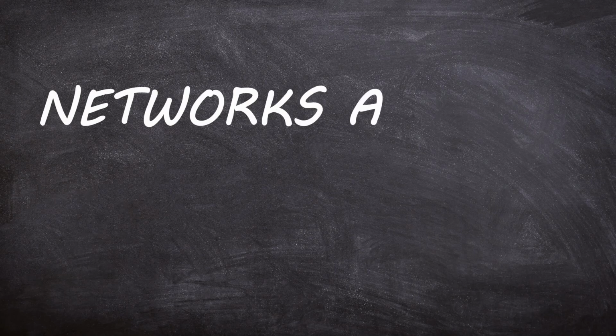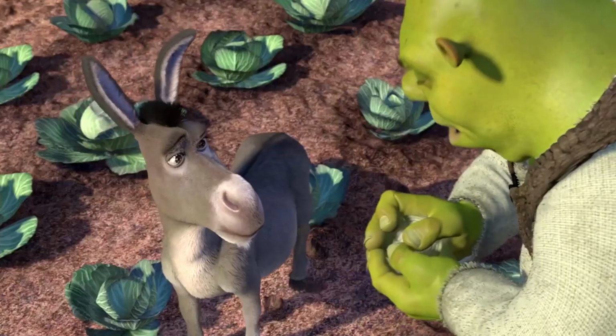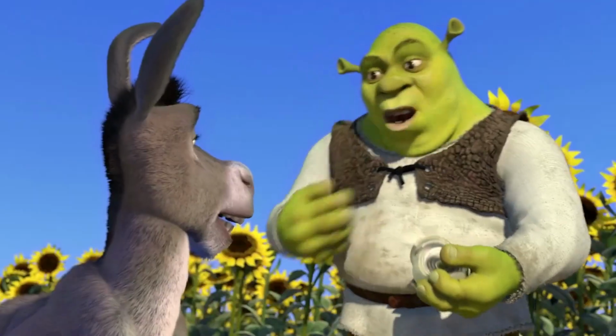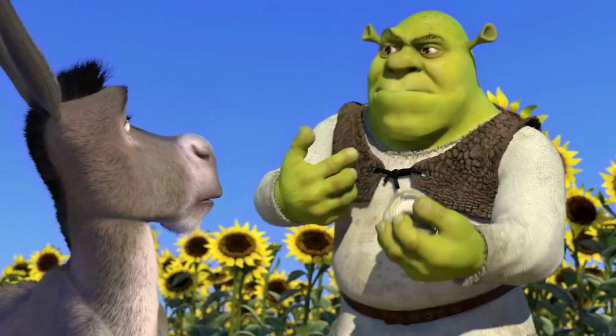Step 1. Networks are like onions. Layers! Onions have layers. Ogres have layers. Onions have layers. You get it. We both have layers.